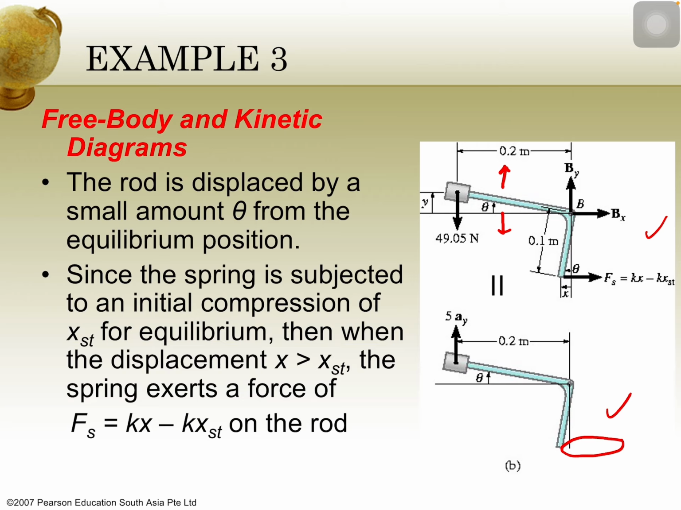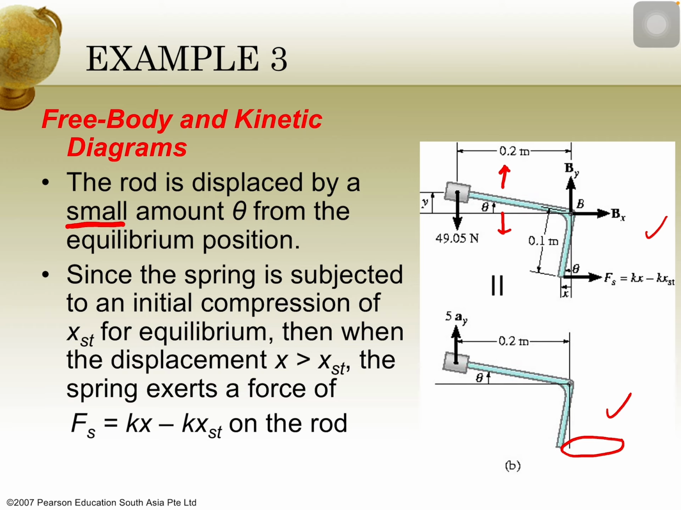Alright. So the motion of the bent rod is circular motion, so we use theta. Again, we use theta for this case, instead of using S or X as the displacement. Again, it is a small displacement, so we can use the assumption. Since the spring is subjected to an initial compression of x_st, this is the additional information that you need to know.